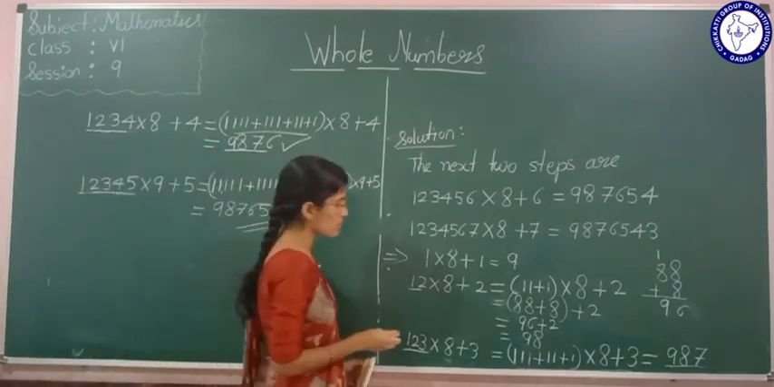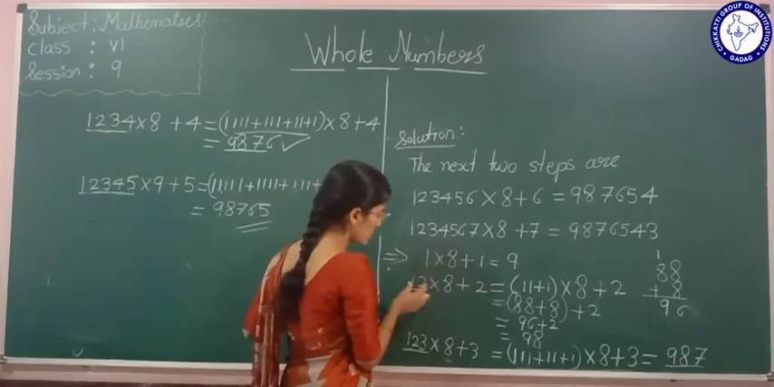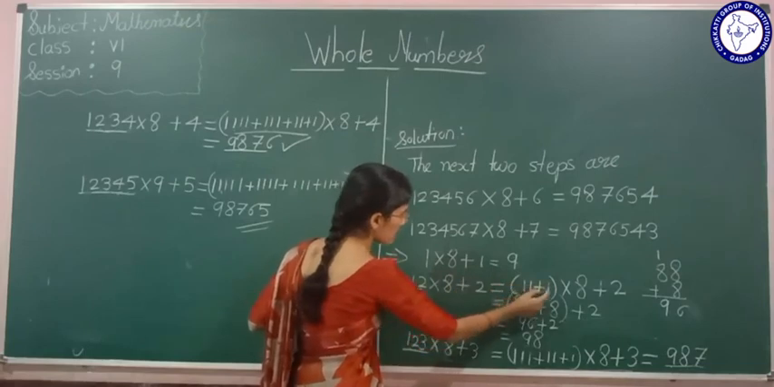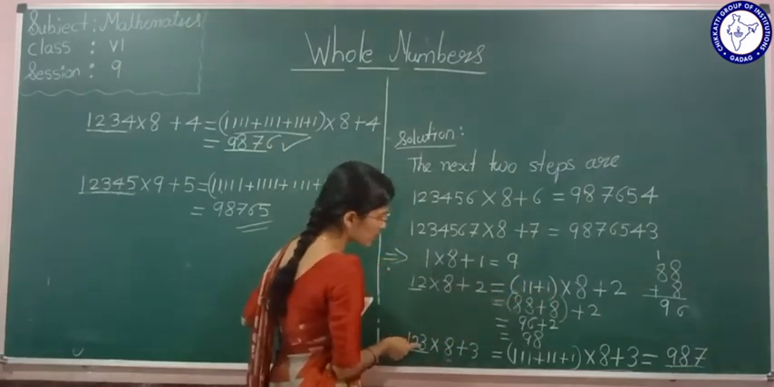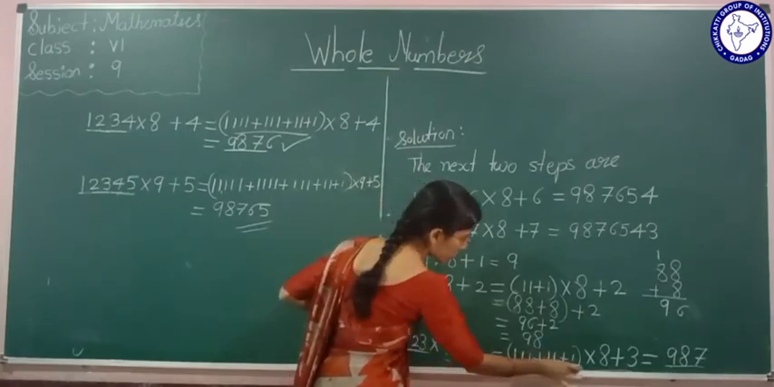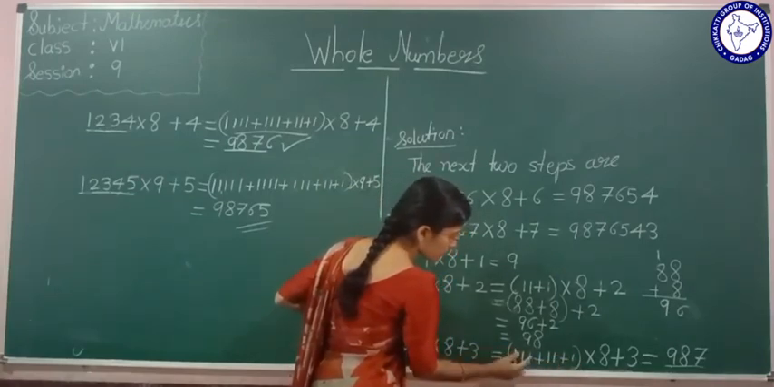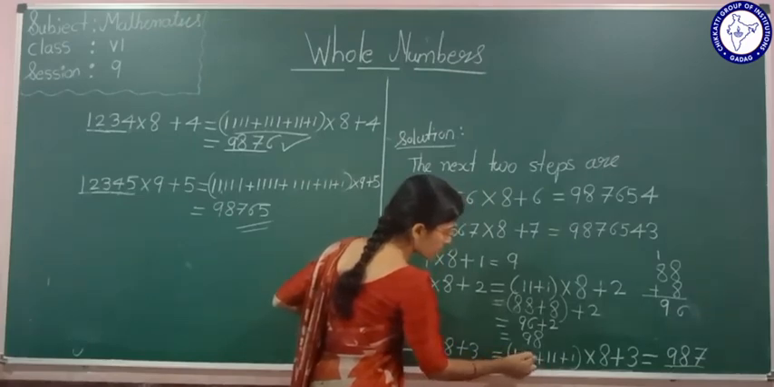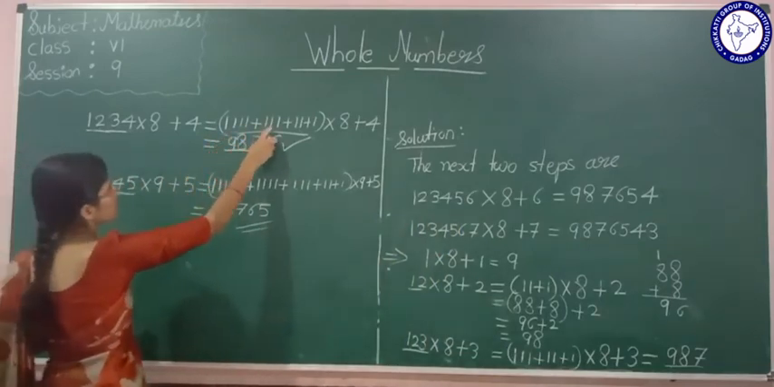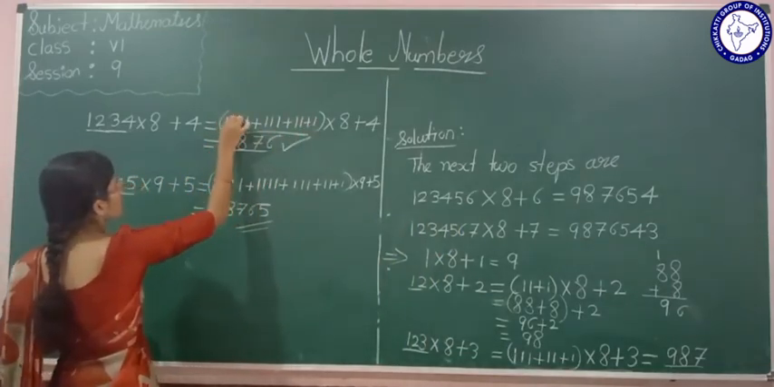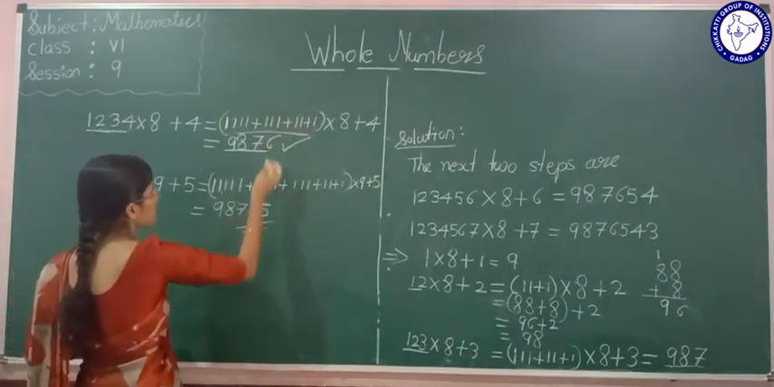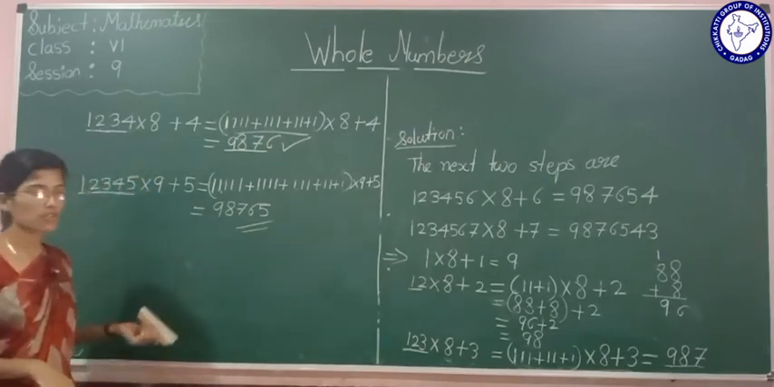Now see students, just what we have done here. This 12 can be written as 11 plus 1. 123 is 111 plus 11 plus 1. Here it follows a pattern. Afterwards, we increased: 1111 plus 111 plus 11 plus 1. So this is how the pattern works.